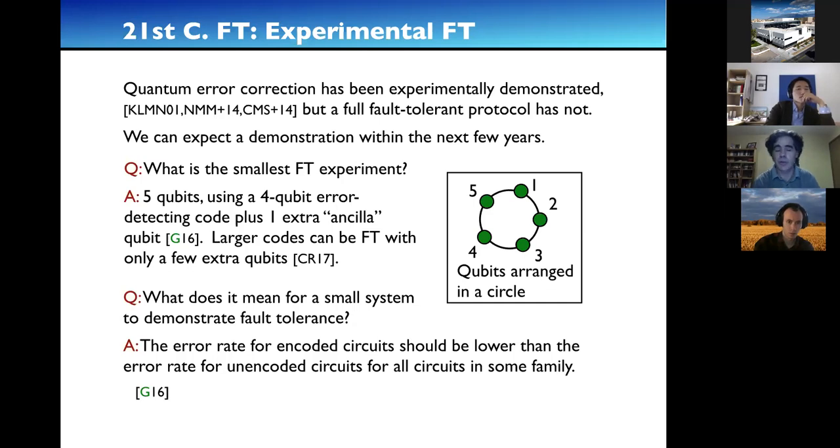In principle, it's possible to do a fault-tolerant experiment with actually surprisingly few qubits. Even though these fault-tolerant protocols are very complicated, you don't really need a full fault-tolerant protocol to demonstrate fault tolerance. You need just a few basic components. And you can do that using a 4-qubit error detecting code plus 1 extra qubit known as an ancilla qubit. And so you can have 5 qubits. Those qubits could be arranged in a circle. And using that, if you have low enough error rates, you could show, in principle, some improvement in the error rate using fault tolerance.